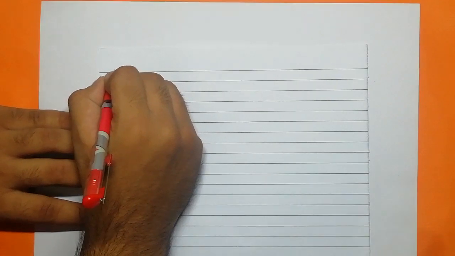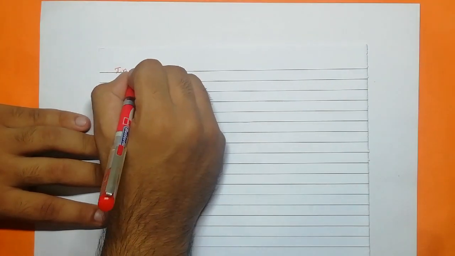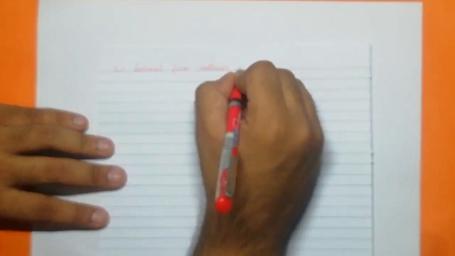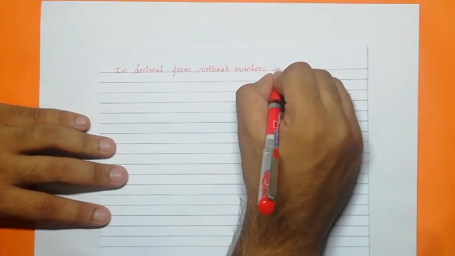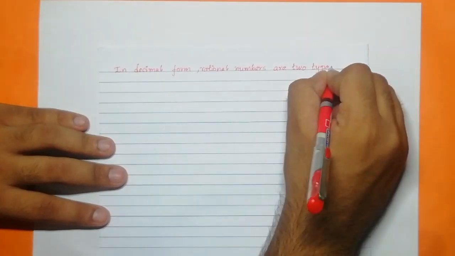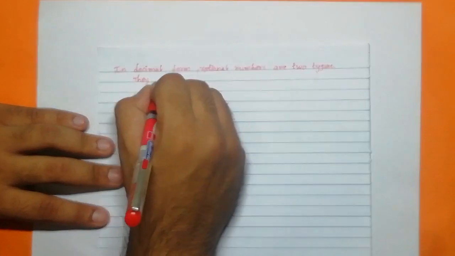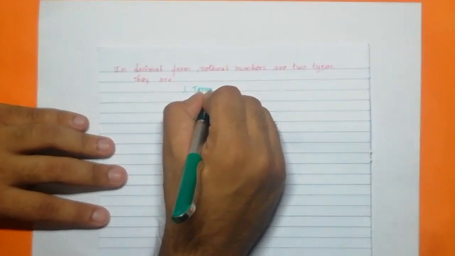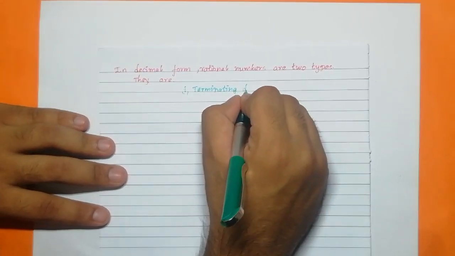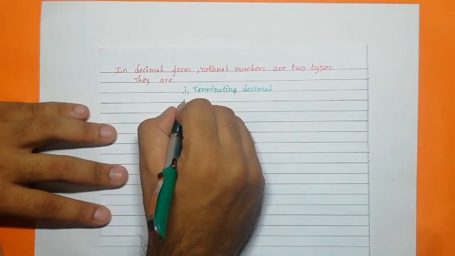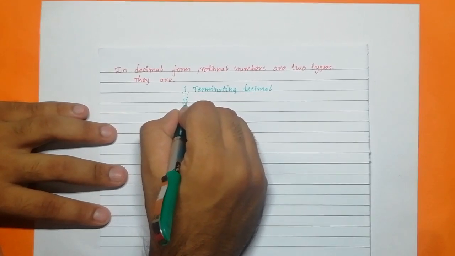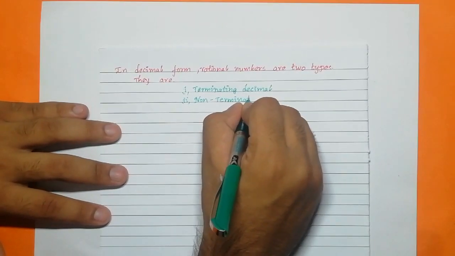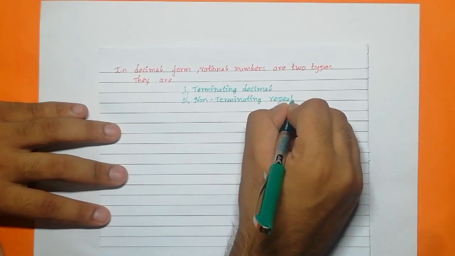Now rational numbers in decimal form. In decimal form, rational numbers are of two types. They are: the first type is terminating decimal, and the second type is non-terminating repeating decimal.